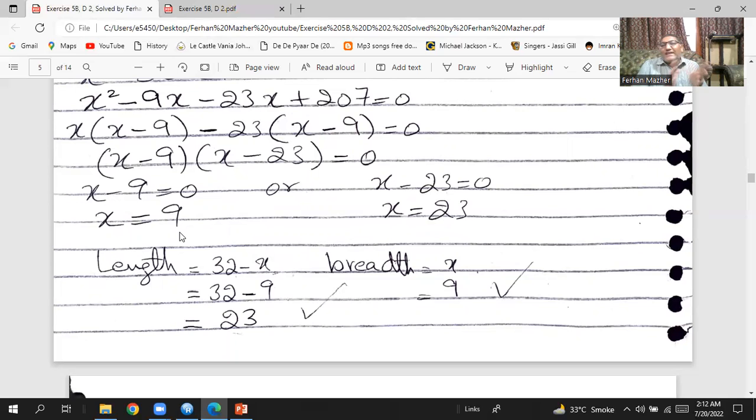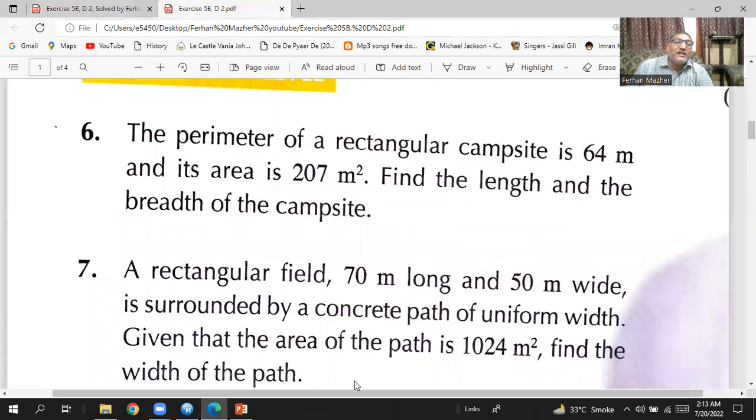So if I use x as 9, then the breadth will be 9 and the length will be 23. In the same way, you can use the value of x as 23 and you will get the same answers. Only the breadth will be 23, and then the length will be 32 minus 23, and it will give you 9. So this is how you will find the length and the breadth of this rectangular field. That was question number 6.